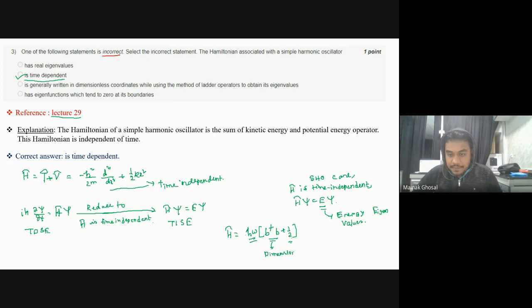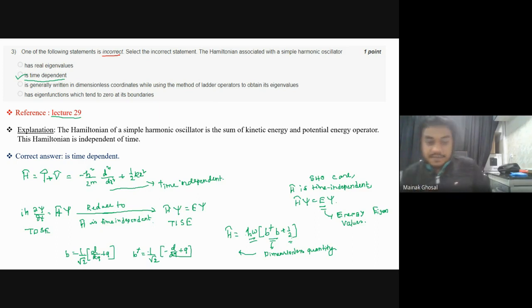It was also shown that when you are expressing this H using the ladder operator, the B dagger operator was described as 1 by root 2 times minus d by dq plus q. Similarly, the B operator will look like this: 1 by root 2 times d by dq plus q. The minus and plus signs are just different for B and B dagger. You can see what q is.